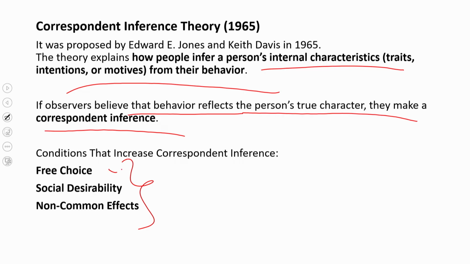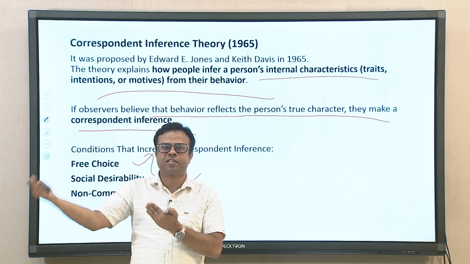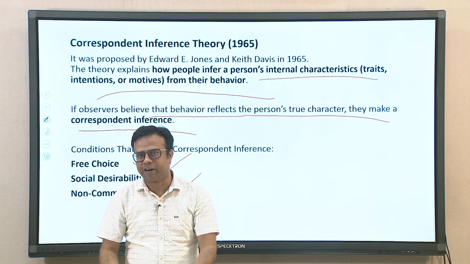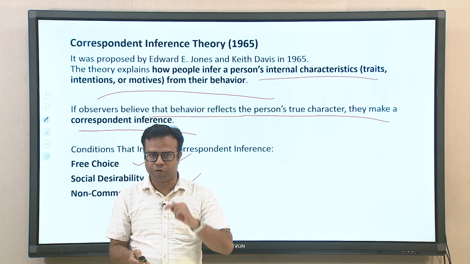One is called free choice, social desirability and non-common effect. So, these are the three factors which increase the likelihood of whether the person is behaving because of the internal characteristics. So, let us see how they influence.